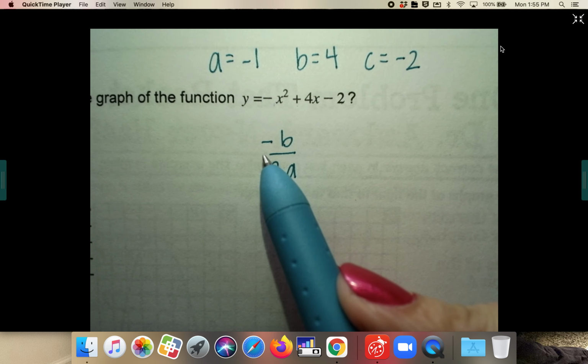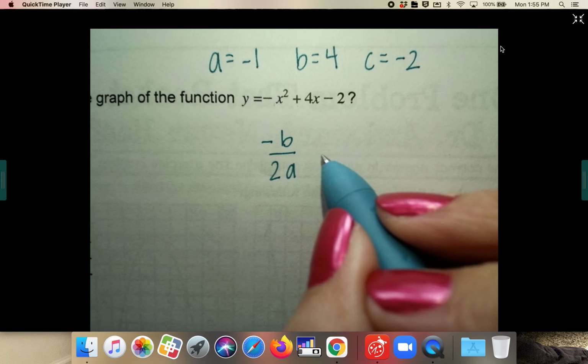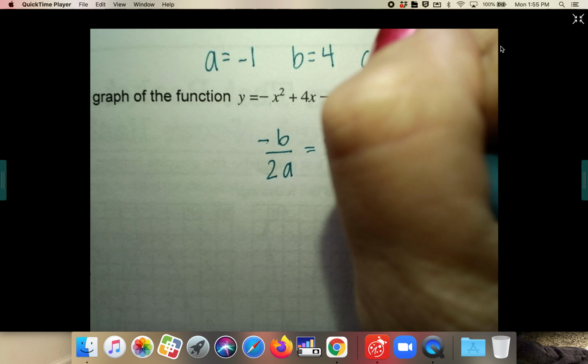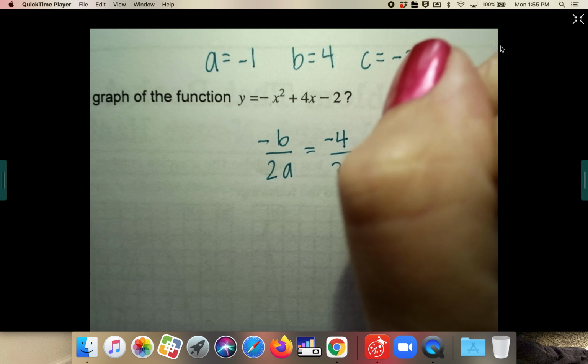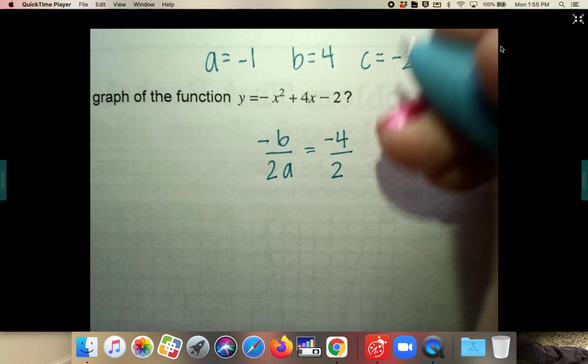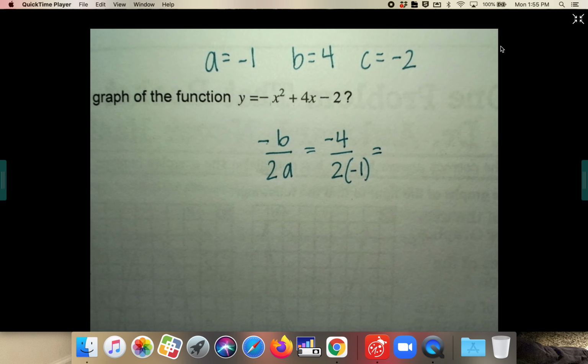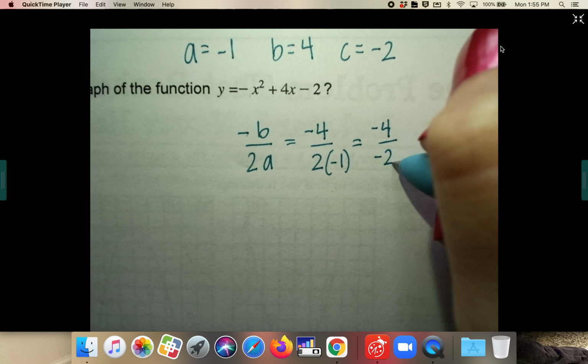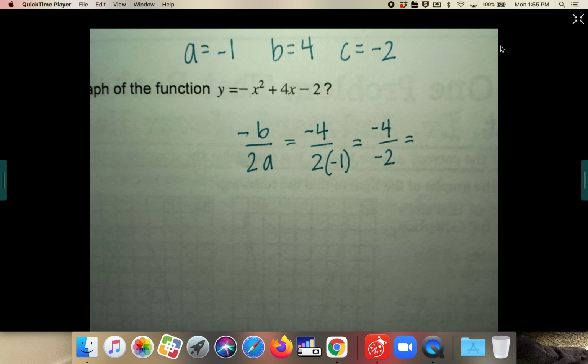My c term is negative 2. So if I'm doing opposite b over 2a, I'm saying opposite 4, which is negative 4, over 2 times a, which is negative 1. Negative 4 over 2 times negative 1 is negative 4 divided by negative 2, which is positive 2. So my axis of symmetry is at 2.